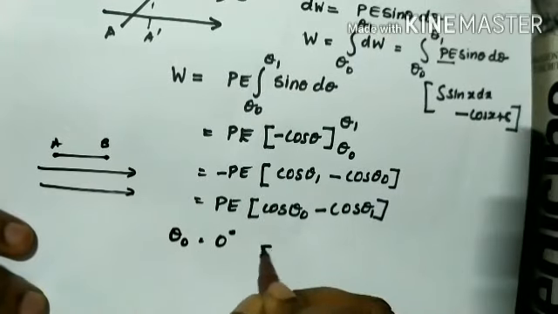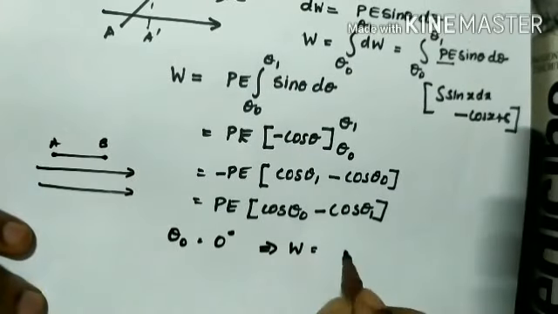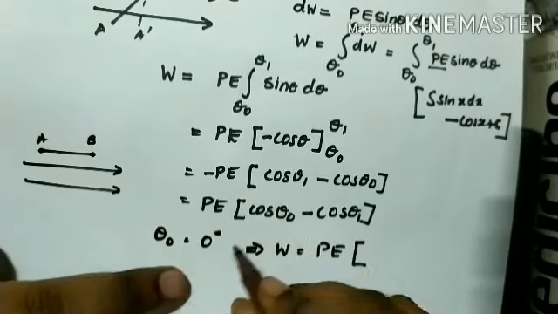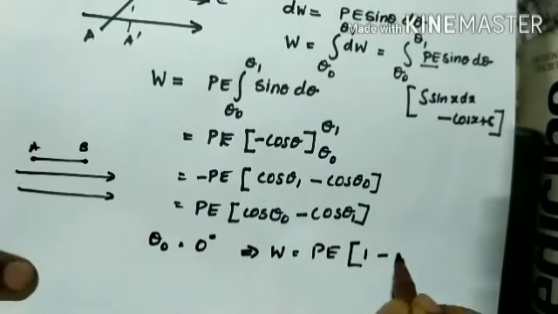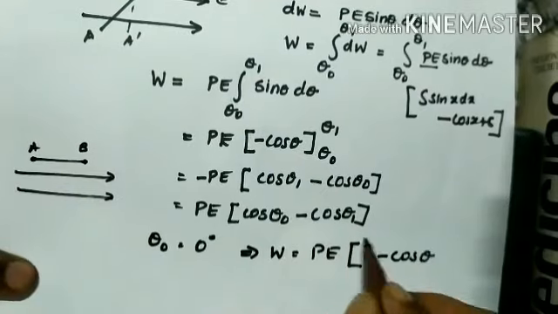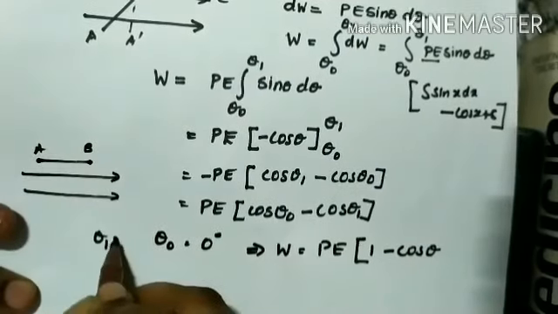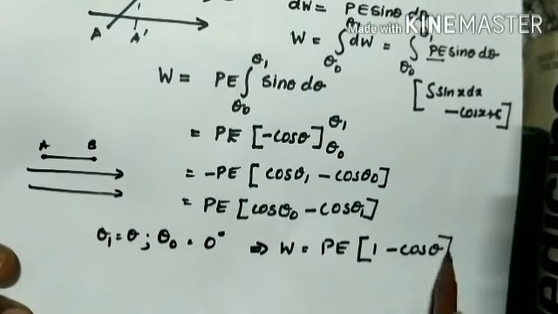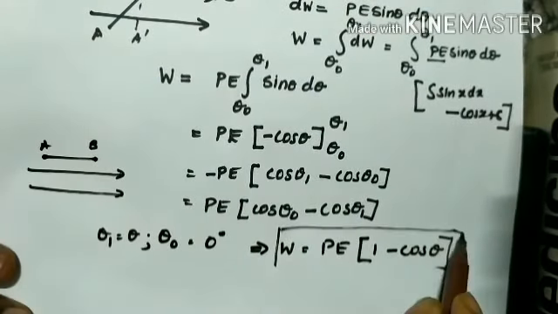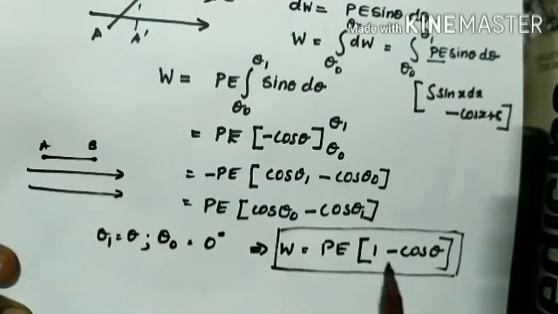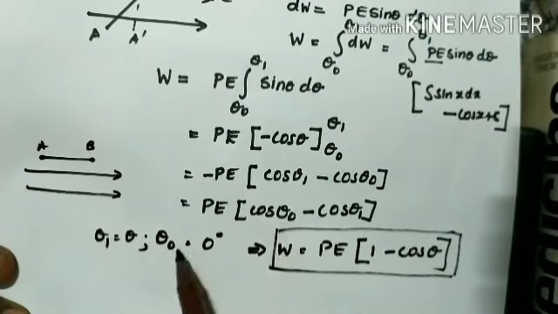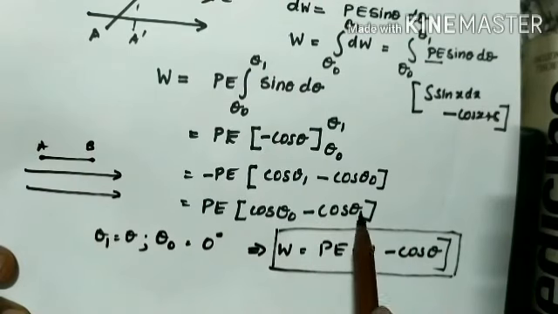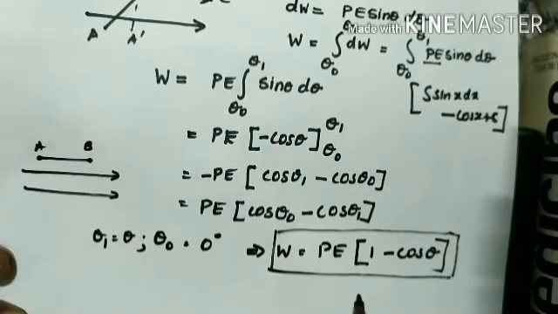So what would the expression of W be? I'm going to substitute this value here. It is PE cos 0. What is cos 0? It is 1, minus cos theta 1. I'm going to take this theta 1 as just any angle, theta. So this expression of work becomes PE into (1 minus cos theta), since cos theta 0 is 1.